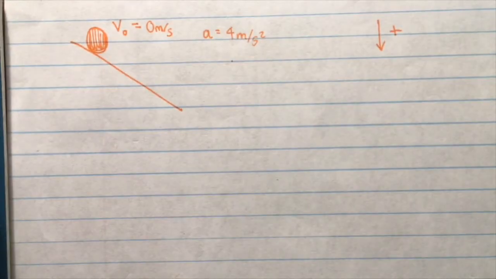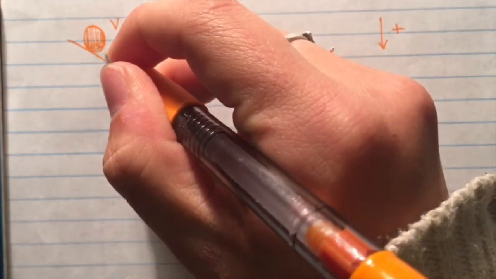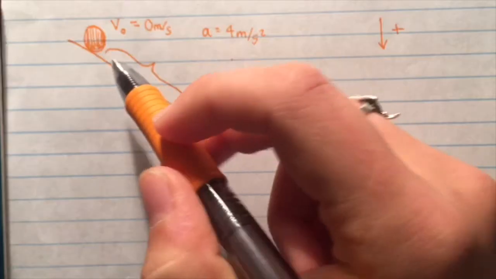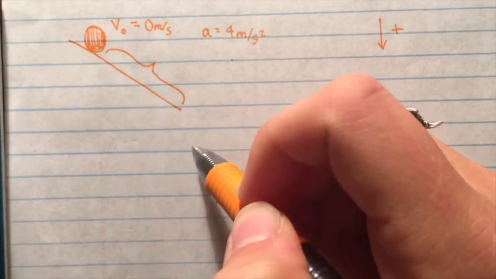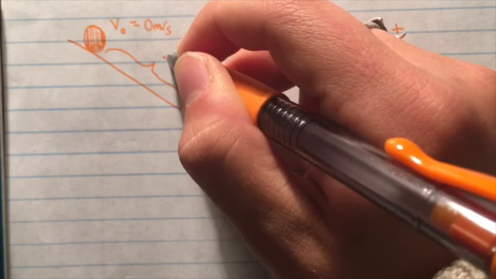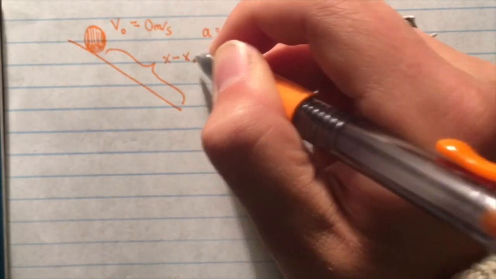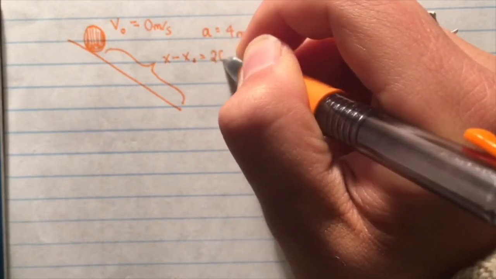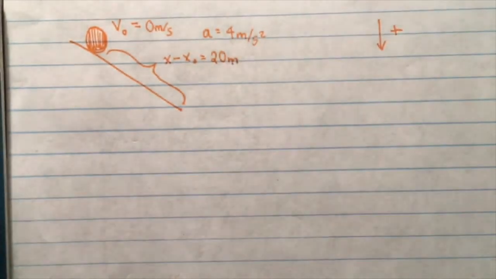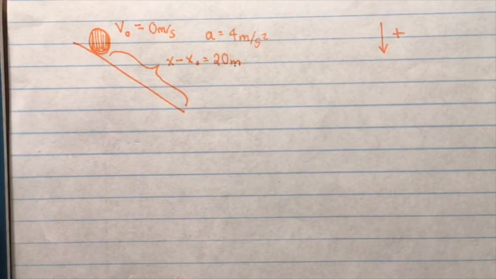And finally, the problem asks how long does it take the ball to cover 20 meters? That 20 meters is a displacement. So the ball is moving down this hill, so its displacement is going to be along the hill. And remember, x minus x naught is displacement, and we know that's equal to 20 meters in this case. So I labeled everything I know.